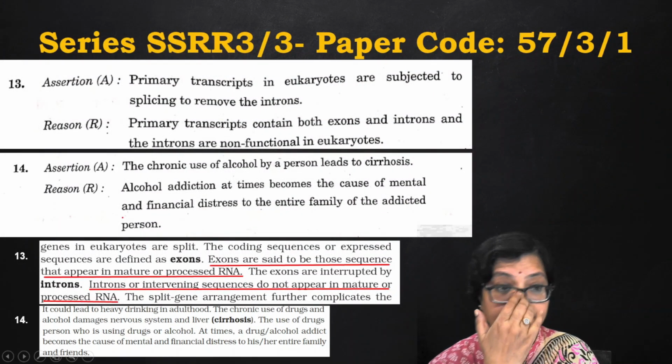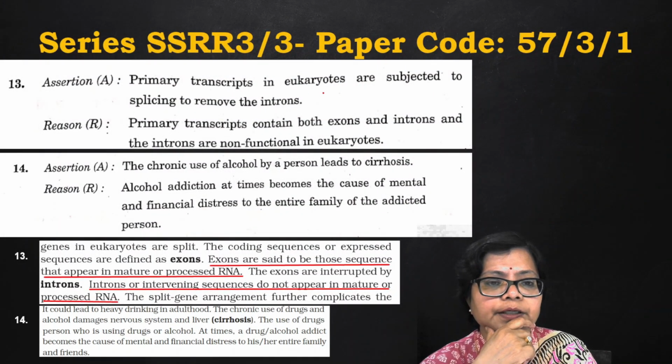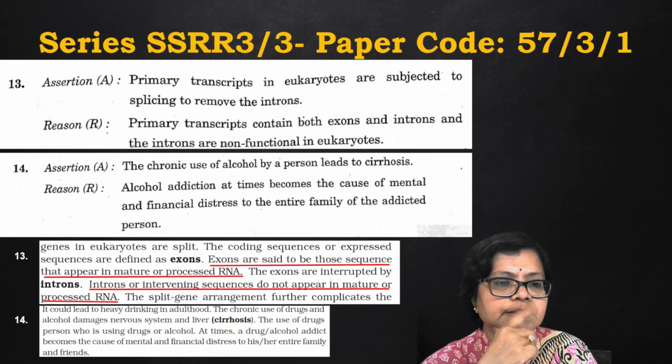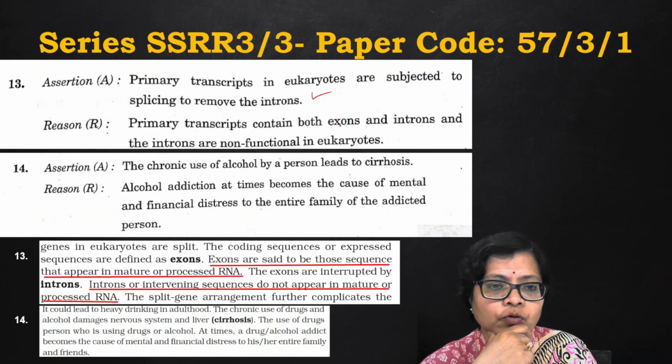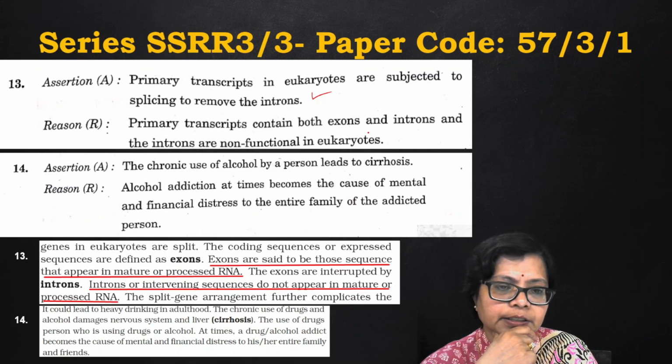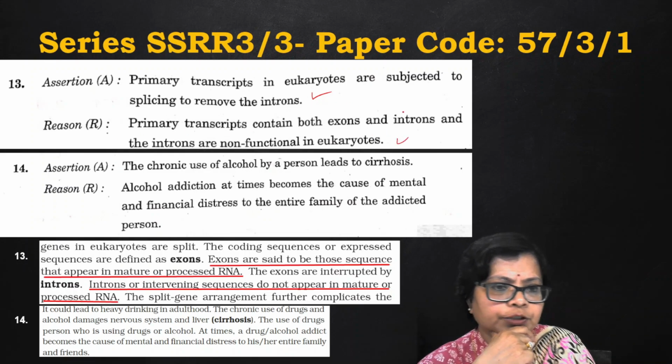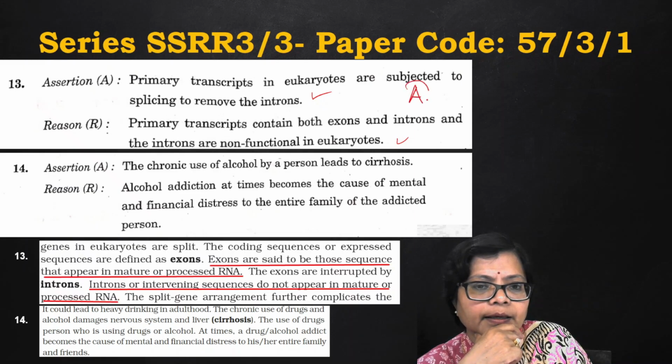Next, assertion reasoning. Primary transcripts in eukaryotes are subjected to splicing to remove the introns. It is true. Primary transcript contains both exons and introns, and the introns are non-functional in eukaryotes. Yes, it is true and it is the correct explanation. So the option will be A.